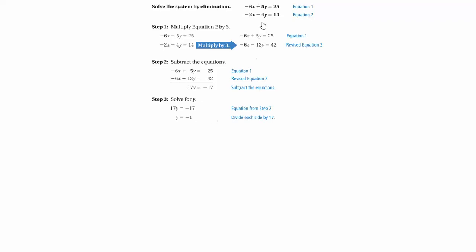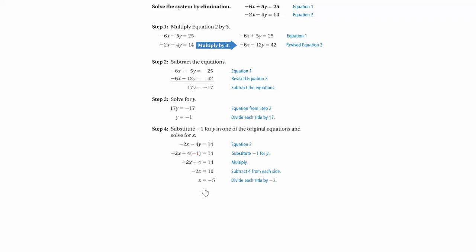And I can plug that in for y, for one of my equations. So they took, I think, the second one here. They plugged negative 1 in, and so this made it a positive 4. And then they subtract 4 on both sides and divide by negative 2 to get negative 5. And so then they try this.